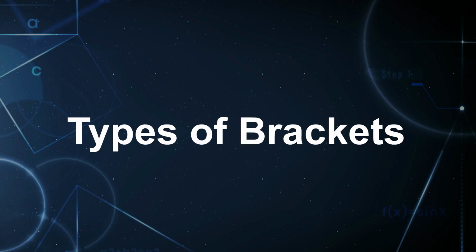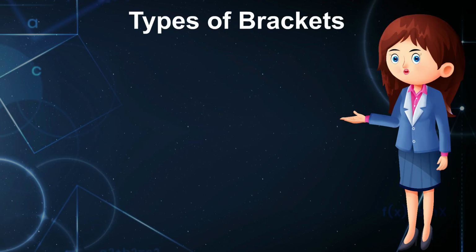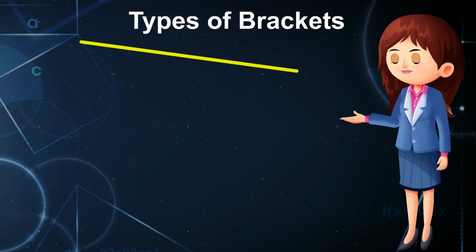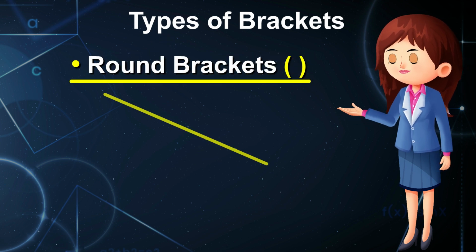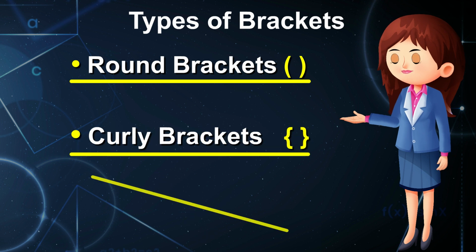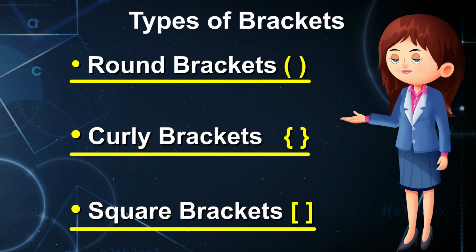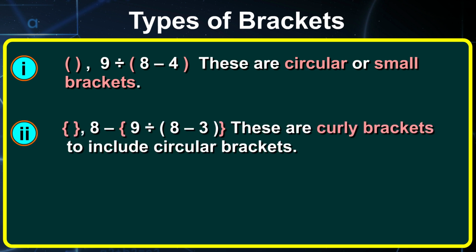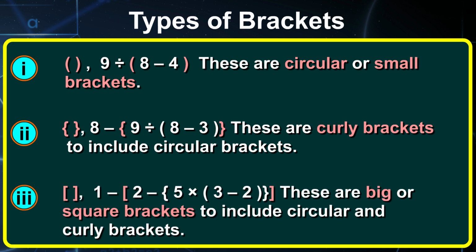Types of brackets. Look at these magic brackets. We have 3 types. Round brackets, curly brackets, square brackets. These are circular or small brackets. These are curly brackets to include circular brackets. These are big or square brackets to include circular and curly brackets.